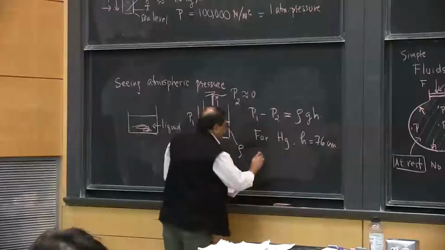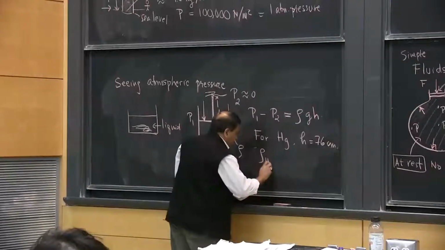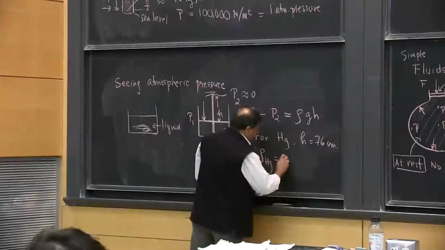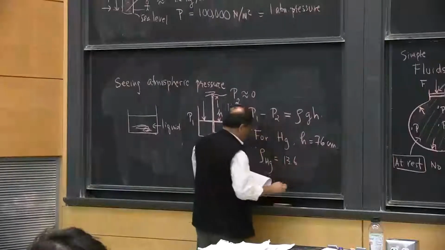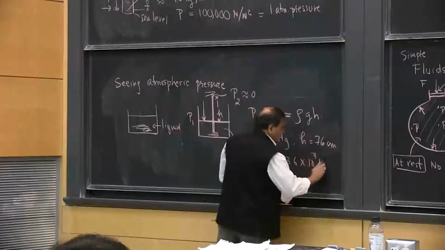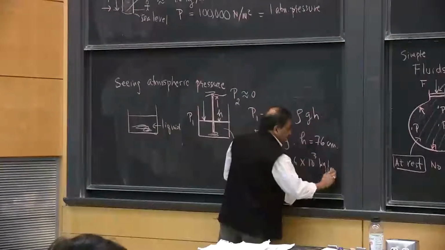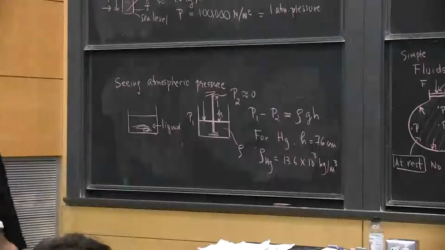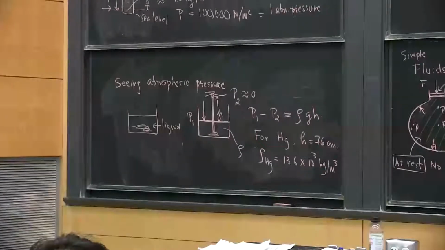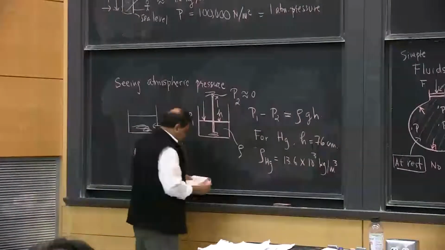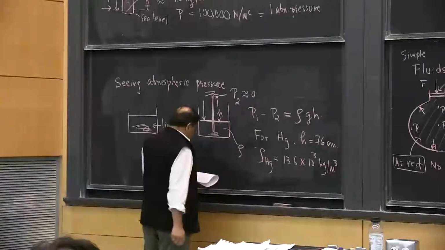In fact, the density of mercury is quite heavy. Mercury is a very poisonous metal, and its density is 13.6 times 10 to the 3 kilograms per meter cubed. So you can see that water is much less. Water would be 1000 kilograms per meter cubed roughly, and H is 76 centimeters.